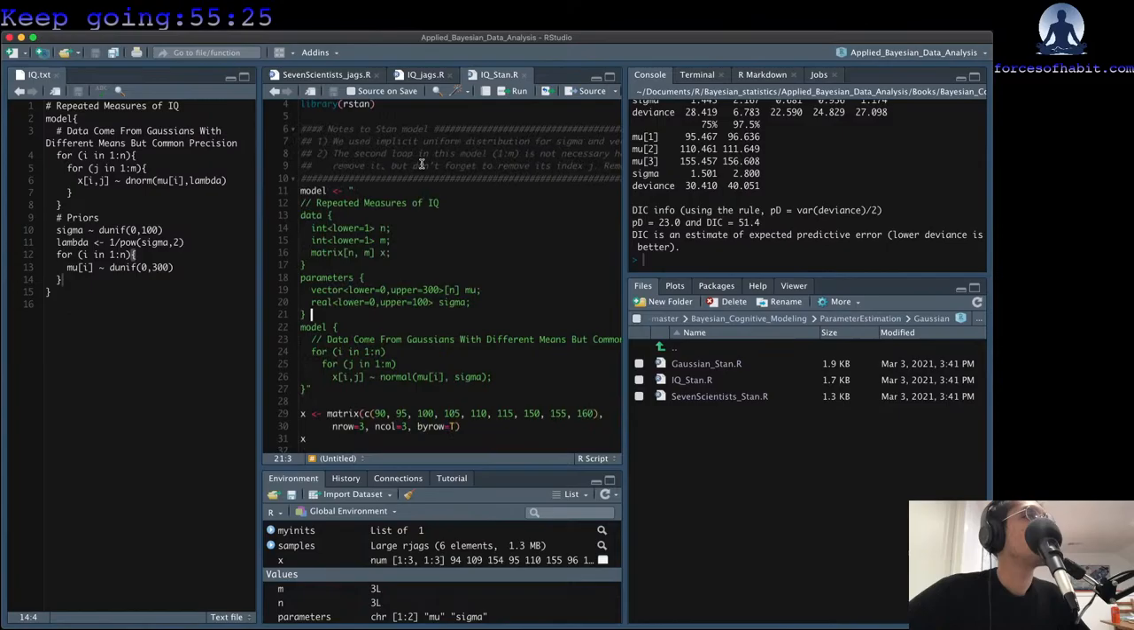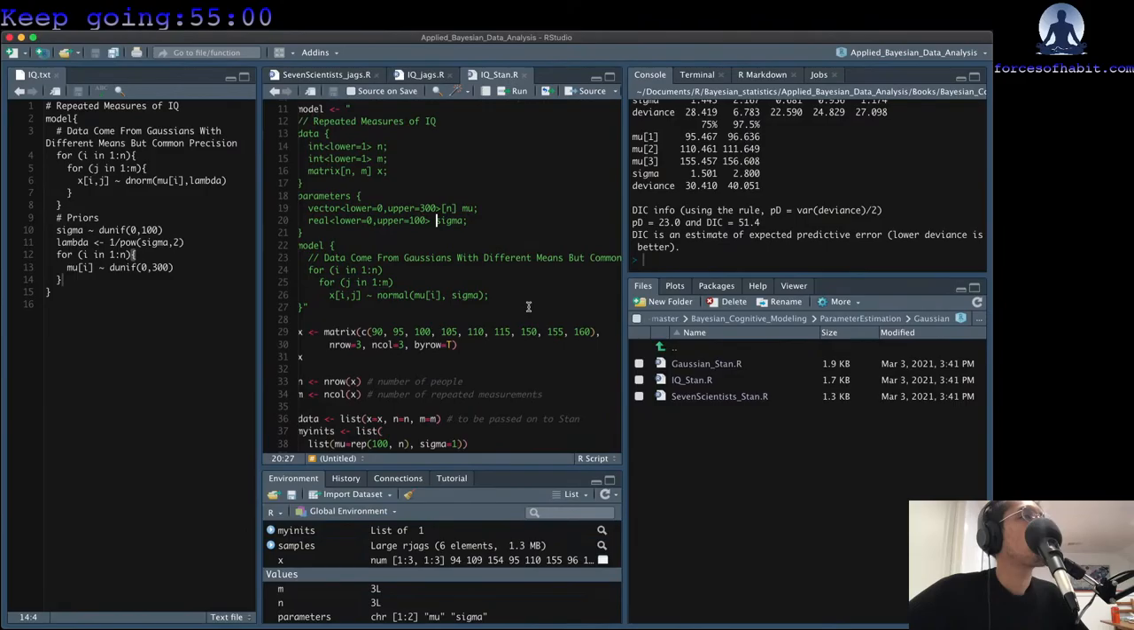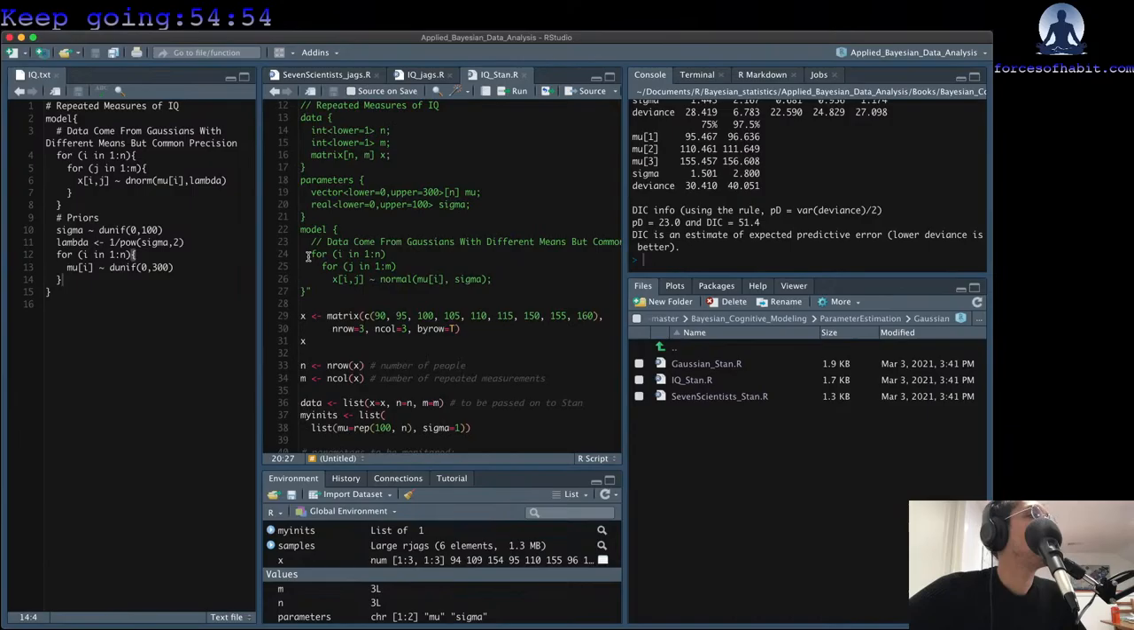Implicit uniform distribution. So mu is distributed uniform here. Sigma is a real value. Y is real, and a vector here. So here's the model: different means, common standard deviations. For i and j, X[i,j] is distributed normal with mu[i] and sigma. We can just use sigma here.